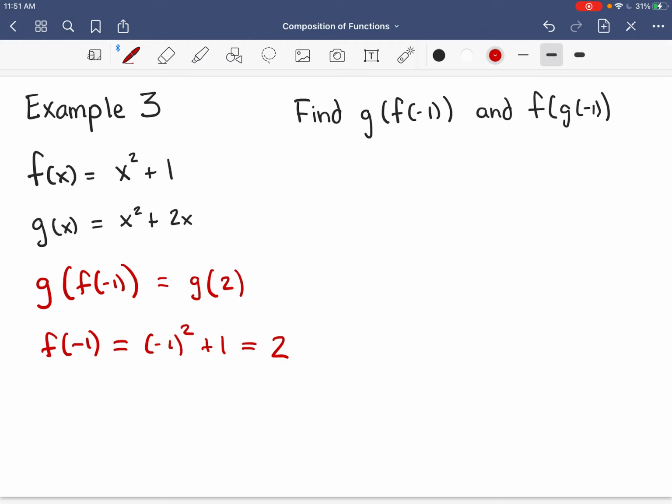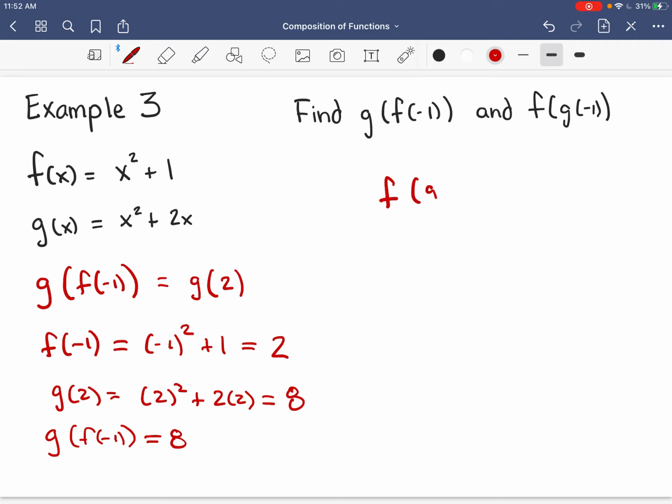So now g of 2 is going to equal, let's see, g of 2 is 2 squared plus 2 times 2. So that's 4 plus 4 is 8. So g of f of negative 1 is equal to 8. And so now we're doing the same thing, but we're doing f of g of negative 1.